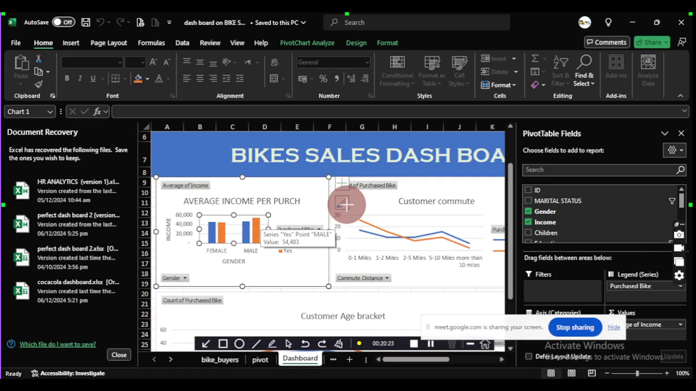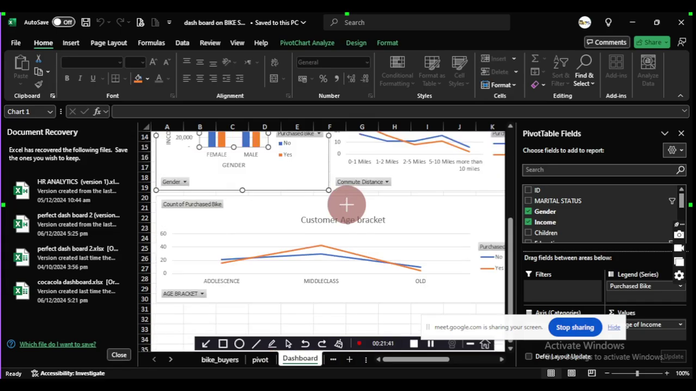Let me just help you. Out of those age brackets, we are talking of those that purchase bike, which is yes, and those that do not purchase. From here, what can we say? The age bracket is divided into three: the adolescents, the middle class, and the old.